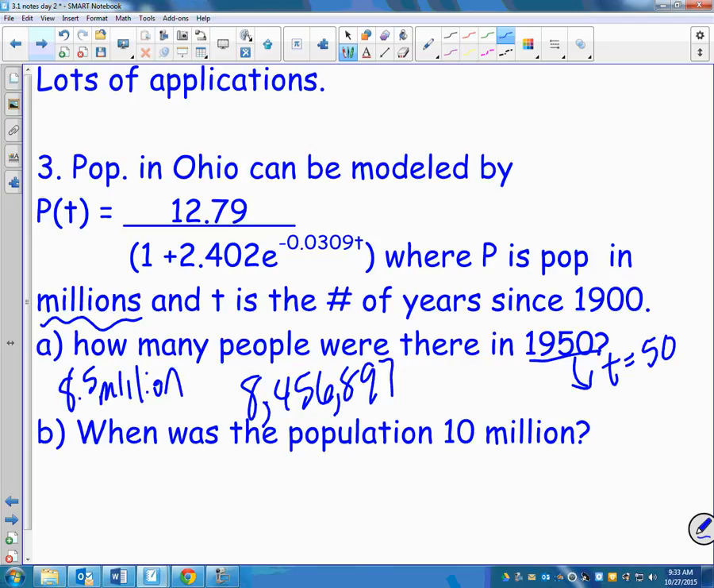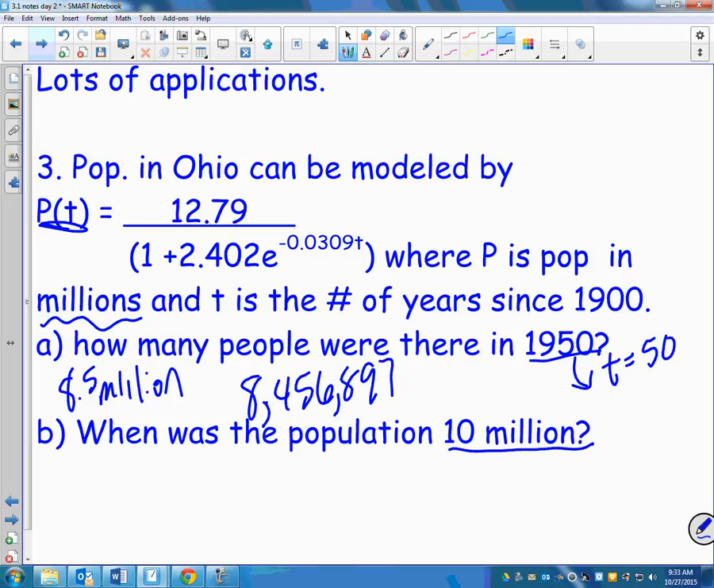Did anyone not get that and want me to help them with their calculator? Okay, then look at part B. It says, when was the population 10 million? There's math that we're going to do later in this chapter that could actually solve this equation, but we're not there yet. But when the population was 10 million, that's like setting this equal to 10, right? We want to know when we would set that equal to 10. We could graph it and do that. We're going to do that next week, maybe later this week.